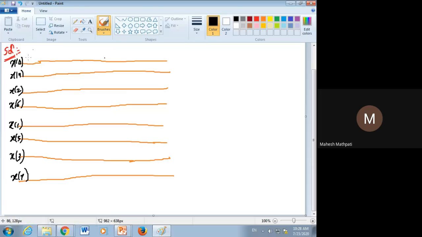Now, write down the values also so that you will not get confused. What is the value of x of 0 here? 1. And what is the value of x of 4? 0. Here 1, 0, 1, 0, 1 and 0. Understood this first step? Yes, sir. Okay.